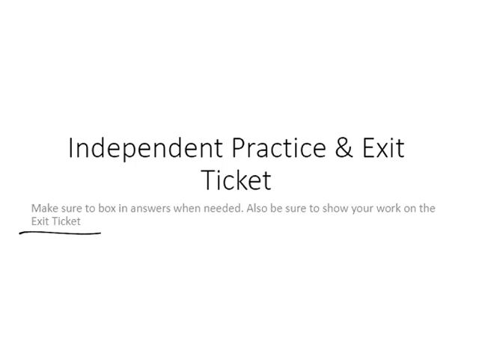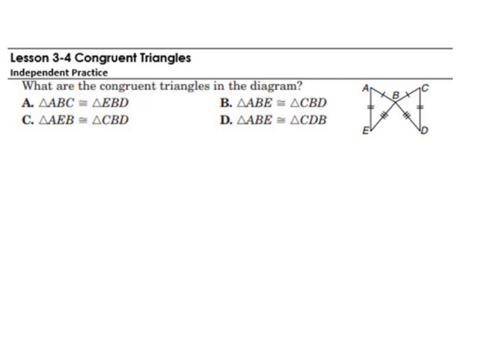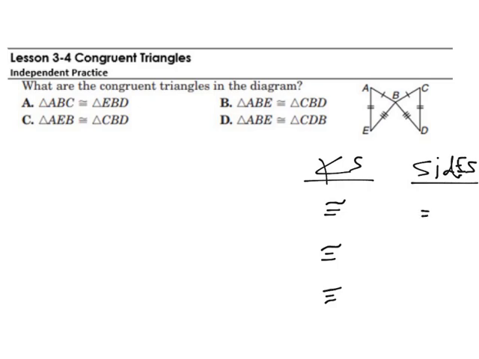I'm going to start the first one with you here. Lesson 3-4, congruent triangles, independent practice. What are the congruent triangles in the diagram? Let's establish our angles, then our sides, like we did in the first practice. For the angles, I'm going to mark here, here, and here, and do the same thing over here for the sides.